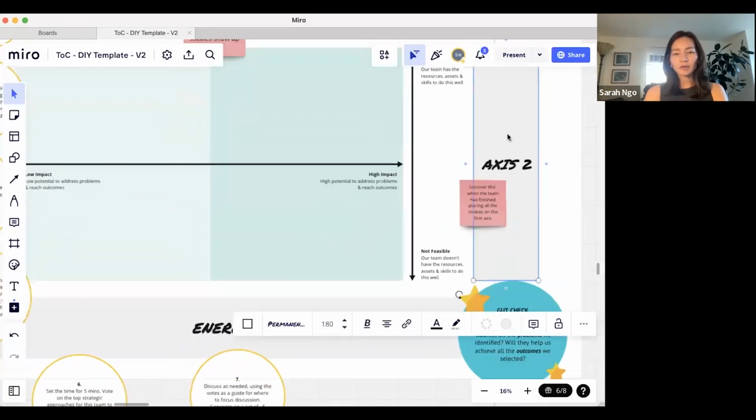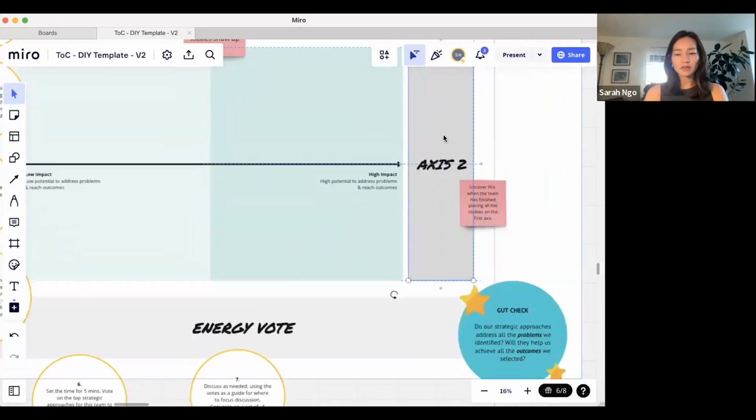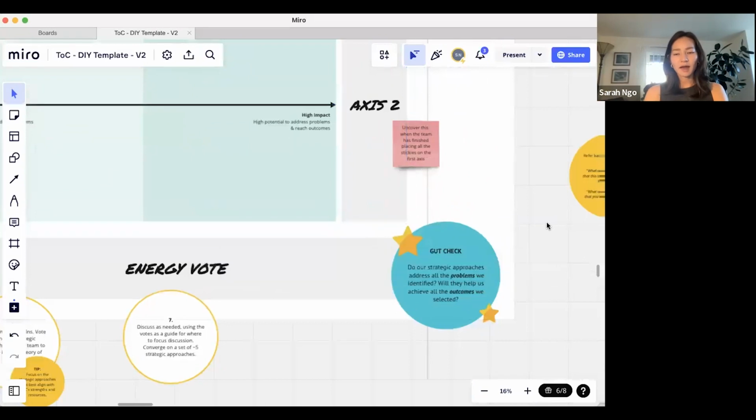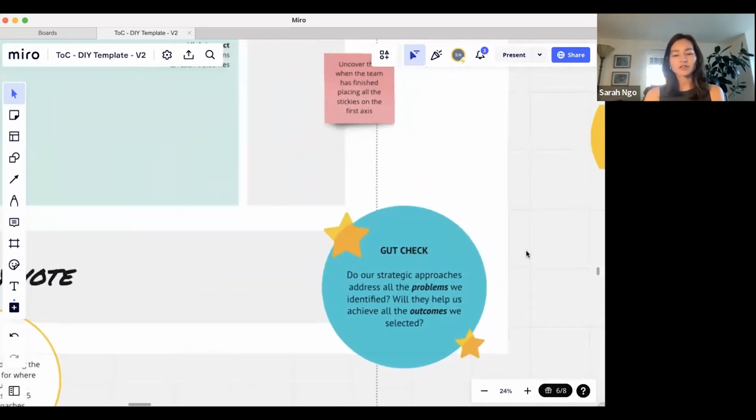And finally, we recommend an energy vote and a gut check. Do our strategic approaches address all the problems we identified? And will they help us achieve all the outcomes we selected? It's really worth taking a moment and thinking through that. Do we have those key bases covered at this point?